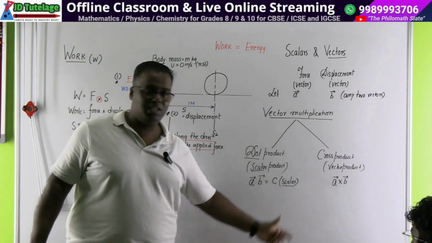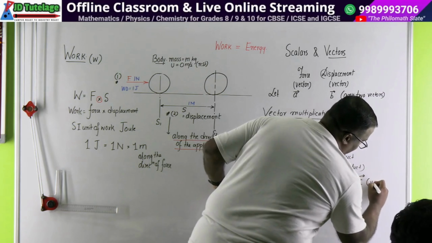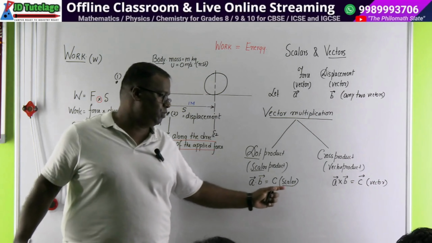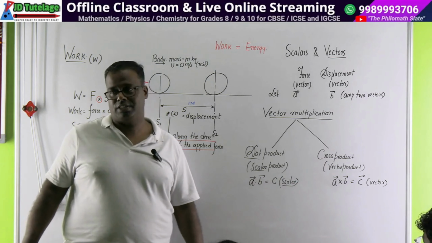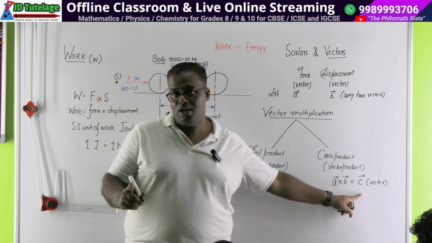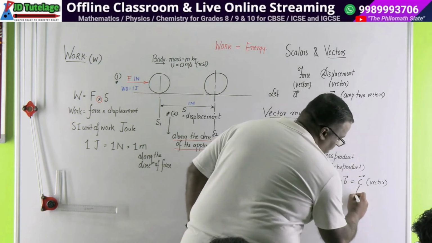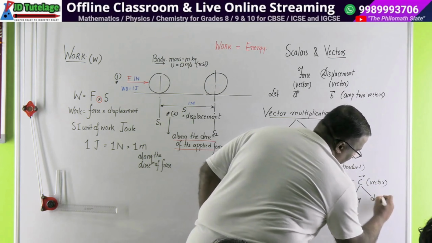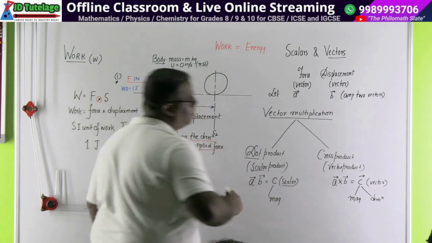A dot B will give you C. C is a scalar, whereas A cross B will give me a C, and this C is a vector. Understood? Did this basic knowledge make sense? Dot products give you a scalar, whereas cross products will give you a vector. That means when C is born, C will have a magnitude as well as a direction, because it is a vector. And here C will only have magnitude. Okay, then I will erase this part.